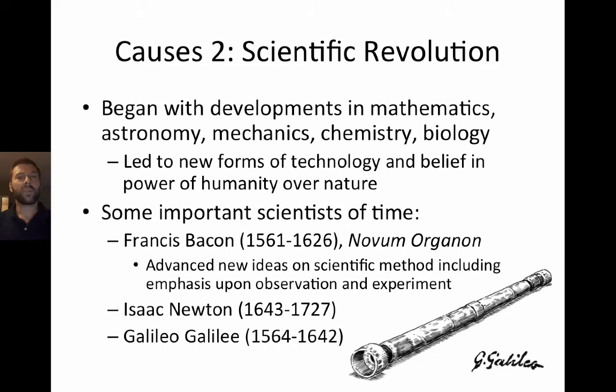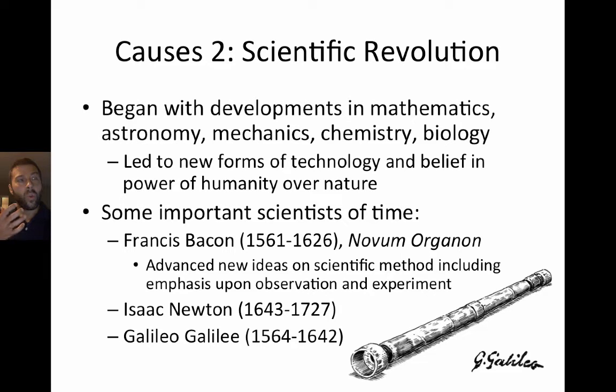So the second we have here is the scientific revolution, which is why I had the picture of Newton from before. And this began with earlier developments within the medieval times, which lead into the Enlightenment times, with developments in the sciences, in the empirical and formal sciences. So mathematics, and then the empirical sciences such as astronomy, mechanics, chemistry, and biology.